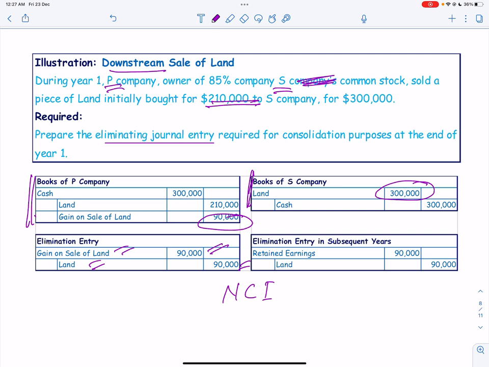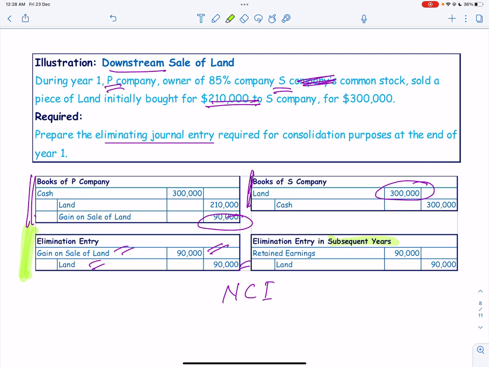Now, we have to be aware of subsequent years because remember this entry is a consolidated entry and it does not go on P's book or the S book. So every year, as long as the subsidiary keeps the asset, we have to eliminate that gain. So let us go to the subsequent year.